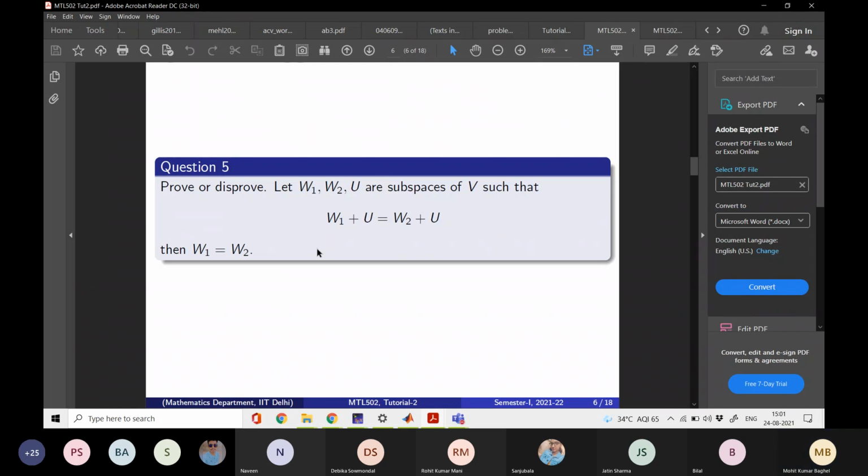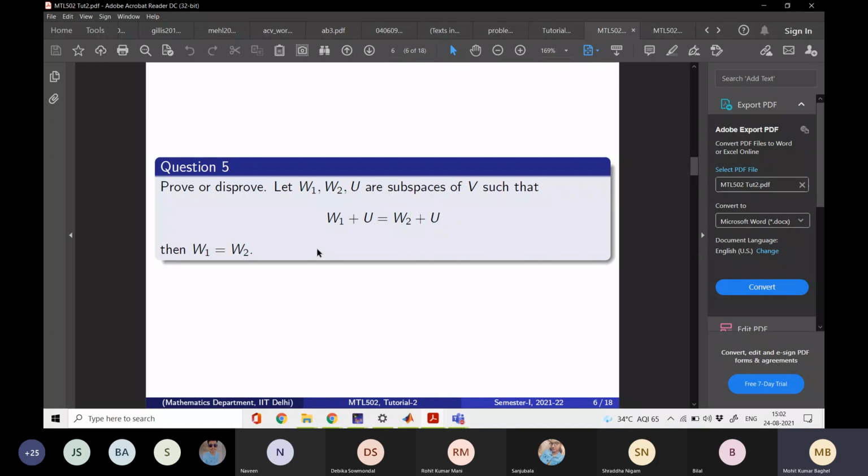And sir, we can take U as a vector space x comma x where x belongs to R. And then W1 plus U and W2 plus U are both the same subspace of R2, but W1 is not equal to W2. So we can take U as trivial, so it will directly disprove.